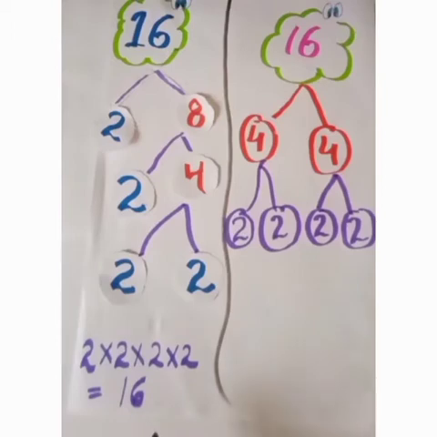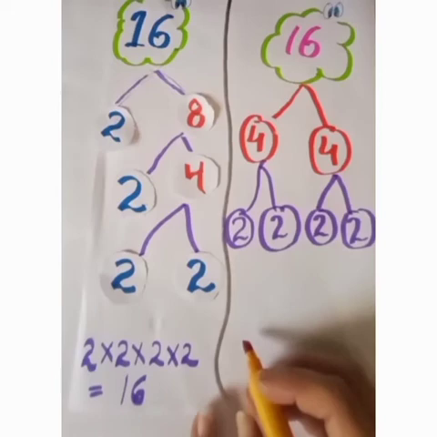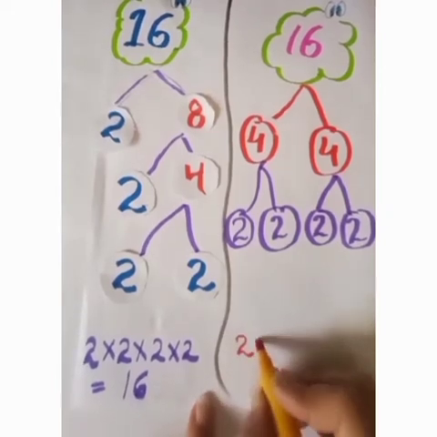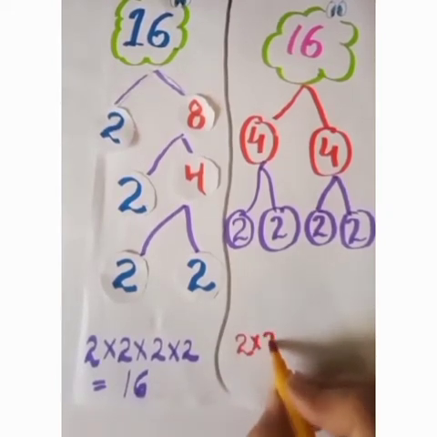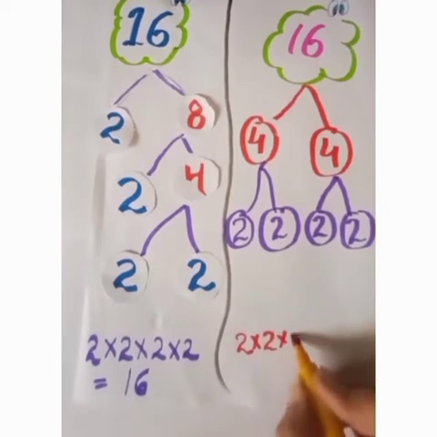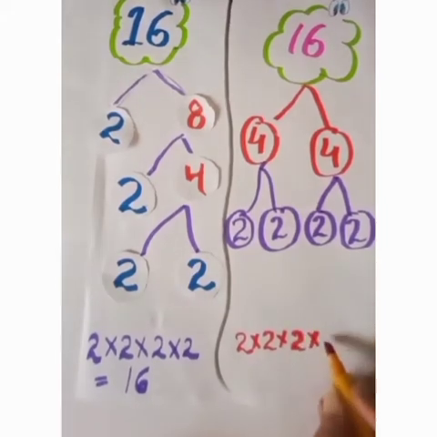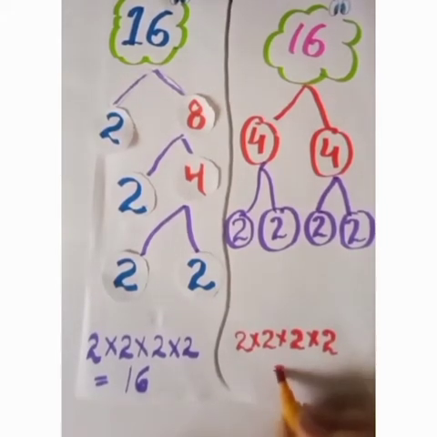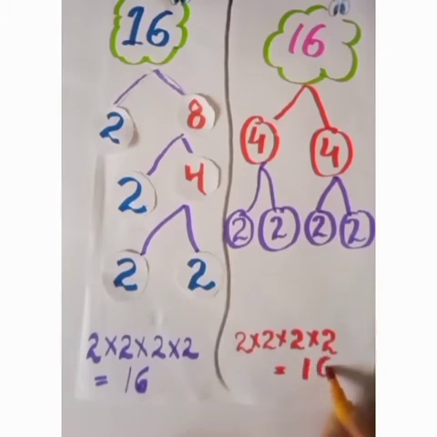And in that way also we got four 2s. It means we can write the prime factors of 16 through this factor method. We can write over here 2 multiply 2 multiply 2 multiply 2. So we will get here the number 16.